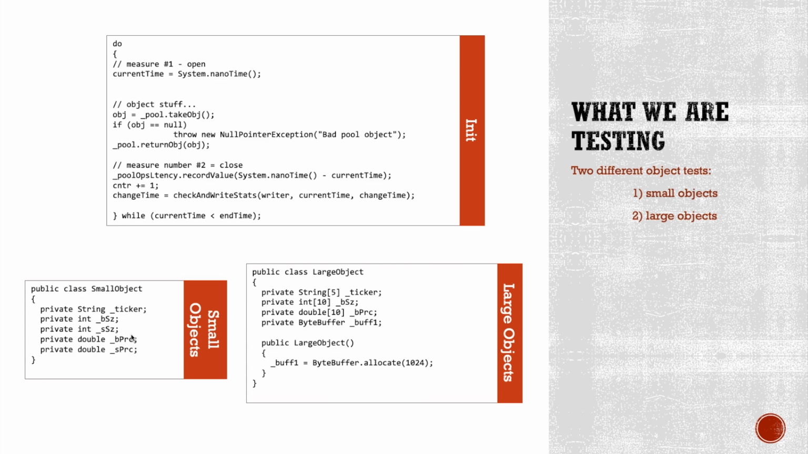And what does a large object look like? It's got 5 strings, 10 ints, 10 doubles, and a byte buffer that we allocate up to a kilobyte. Right? So 1 kilobyte of memory is going to be allocated every time we allocate one of these buffers. Also, just FYI, when you see this in the IDE, it is going to be unrolled. So it's not going to be in array form. It's going to be actually declared individually.